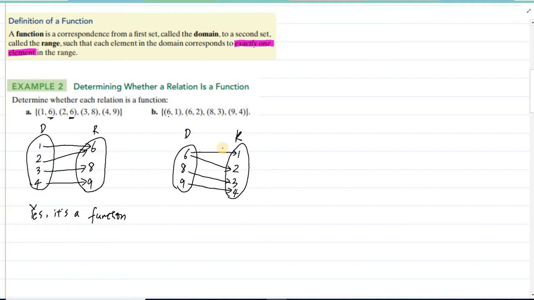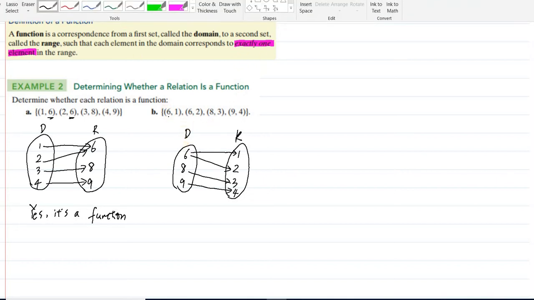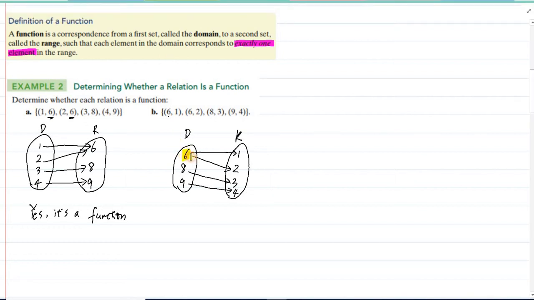If I look at this relation, I check again by definition. We need each element of the domain to correspond to exactly one element. In this case, let's look at this. I'm going to highlight it. Let's look at the 6. It's corresponding to 1 and 2. That means there are 2 elements in the range. That means this relation is not a function, because it failed the definition.